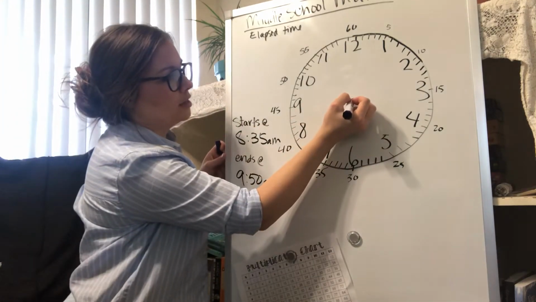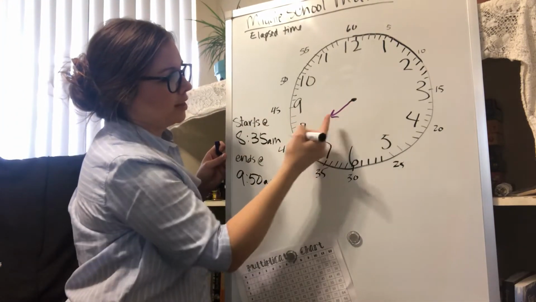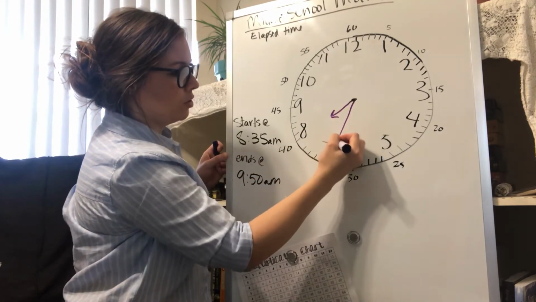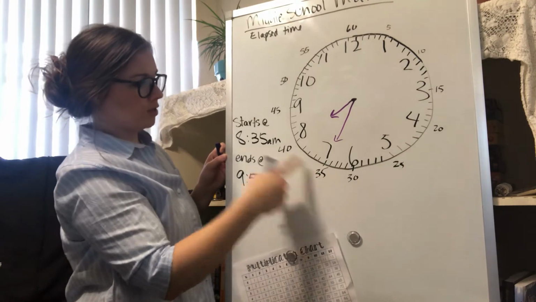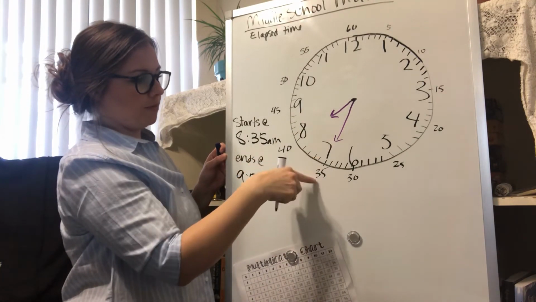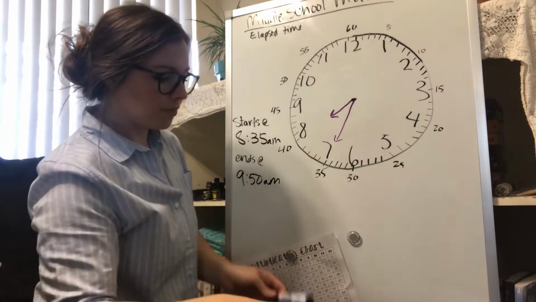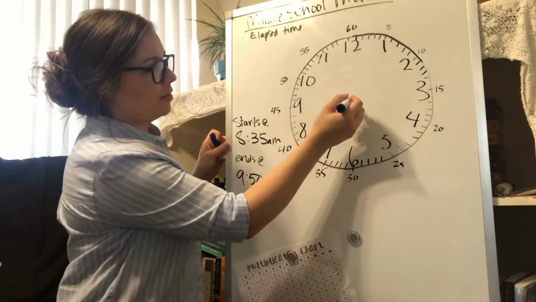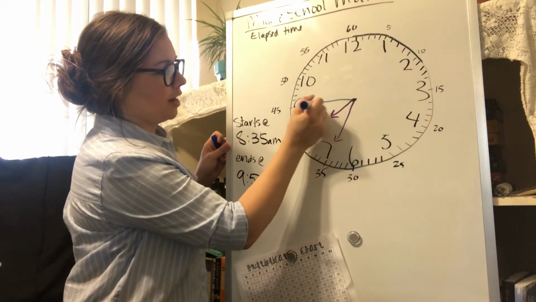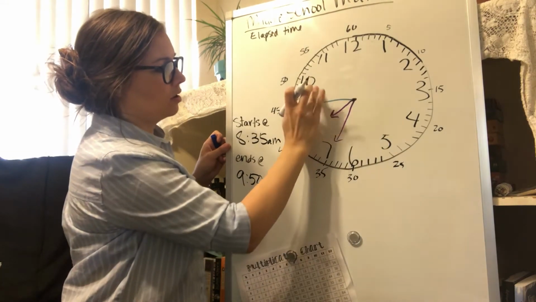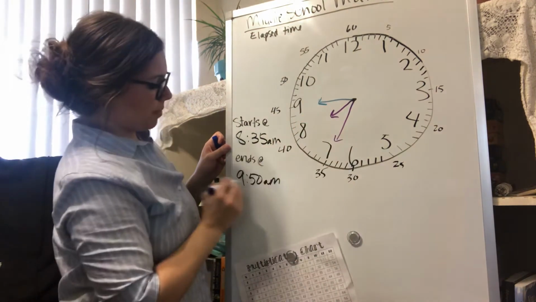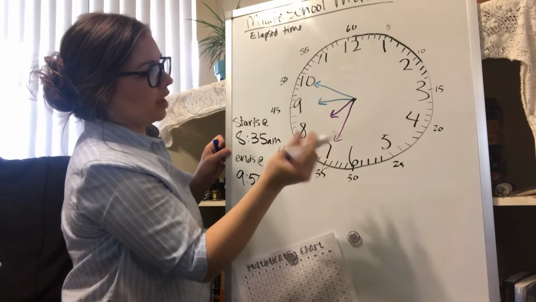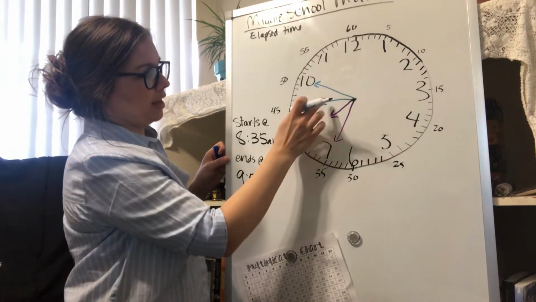My hour hand, the shorter one, is going to point at the 8. My minute hand, the longer one, is going to point to 35. Okay, that's where it starts, 8:35. The end time, sorry I'm sniffling, it's my allergies today, is 9:50. So my little hand, my hour hand, is going to go on to the 9. It's not quite that long. And my minute hand is going to go on to the 50. Okay, so my start time is 8:35, my end time is 9:50.